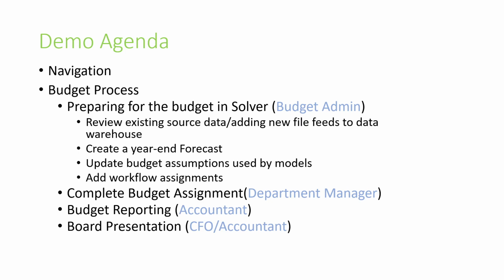The budget admin would update the year-end budget and budget assumptions. As such, the department managers will update their respective budgeting pieces too, and then the accountants will do all of their reporting.